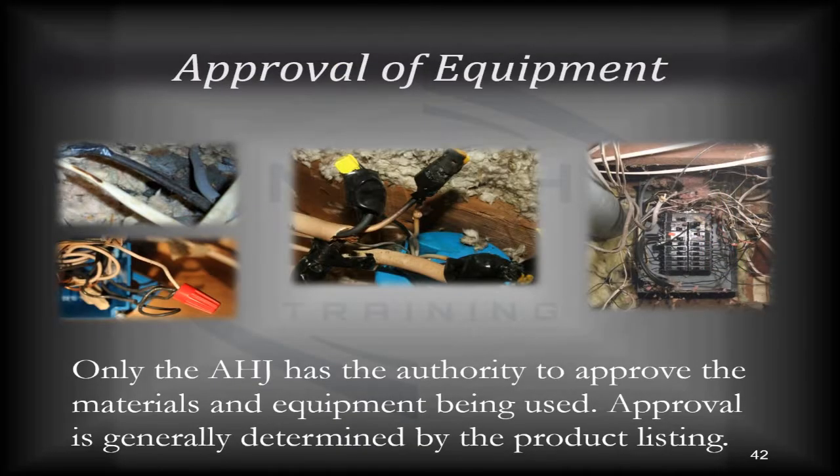Approval of equipment. Now, who is going to be in charge of approving equipment? Well, of course, it's going to be the AHJ. They're the only ones that have the authority to approve the equipment and materials that are being used. The approval should hopefully, most of the time, be done based on what the product listing is and your installation standard. So when we're talking about what the product listing is, if it's UL listed or listed by an agency that's approved by your jurisdiction, oftentimes, even though we might be mid-code cycle and we got a new product that hasn't made it into the code yet, they may still accept it.